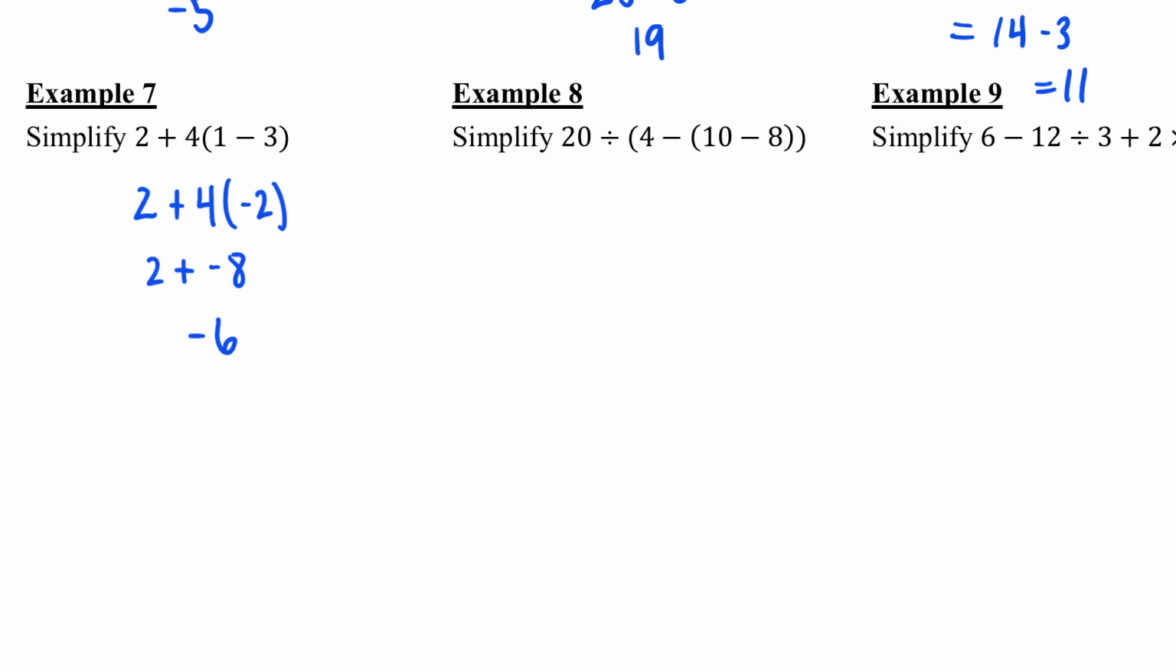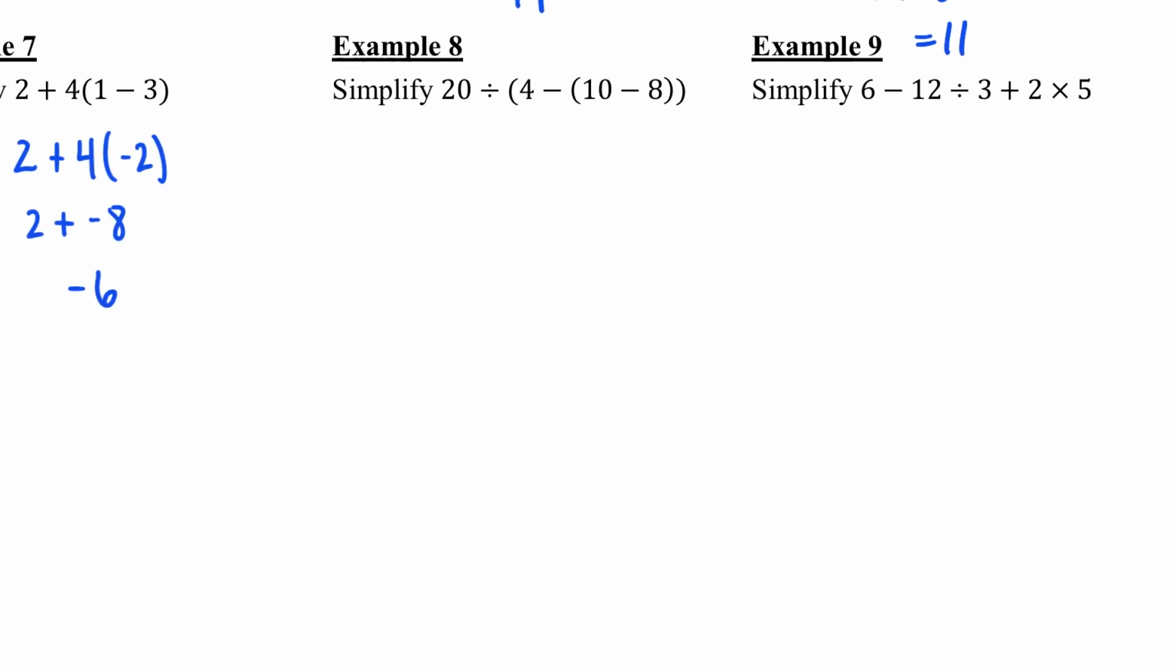Okay, how about this one? Yeah, they start to get more and more difficult here. So on this one, you've got parentheses inside of parentheses. So the general rule is that you do whatever is in the innermost parentheses first. So I'm going to do 20 divided by parentheses 4 minus, and then I'm going to actually just evaluate what's inside the parentheses here. So this 10 minus 8 is 2.